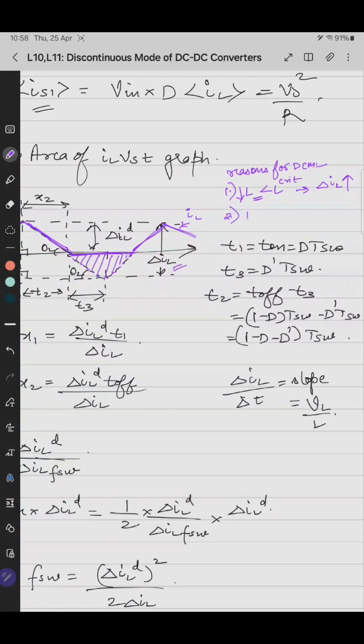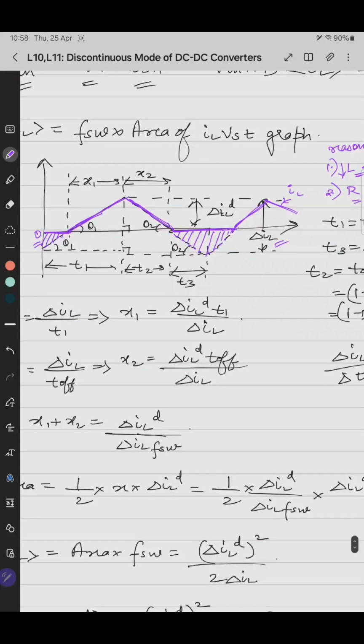Second reason is R less than R minimum. R minimum is the R at which the waveform is critically conducting. Similarly, L critical is the inductance at which the waveform is critically conducting. So how does R affect the inductor current waveform? It affects its average value. Average value means the DC shift.